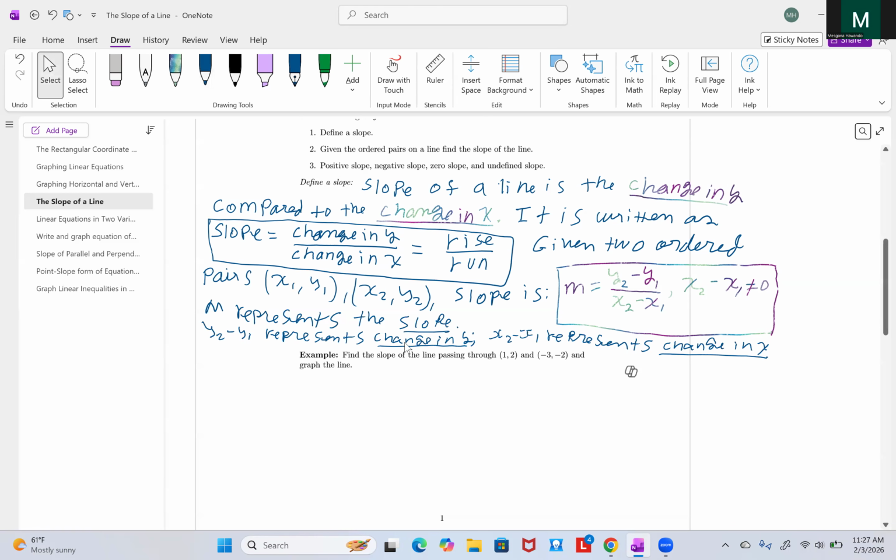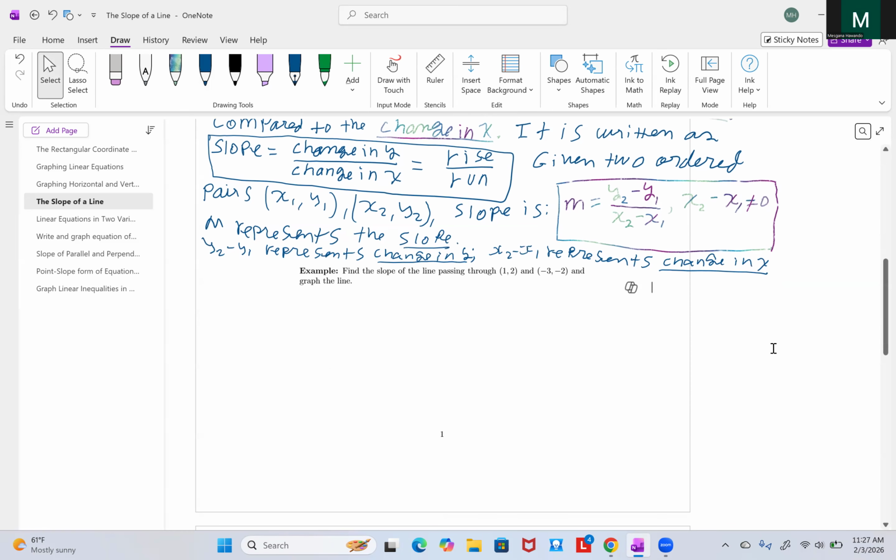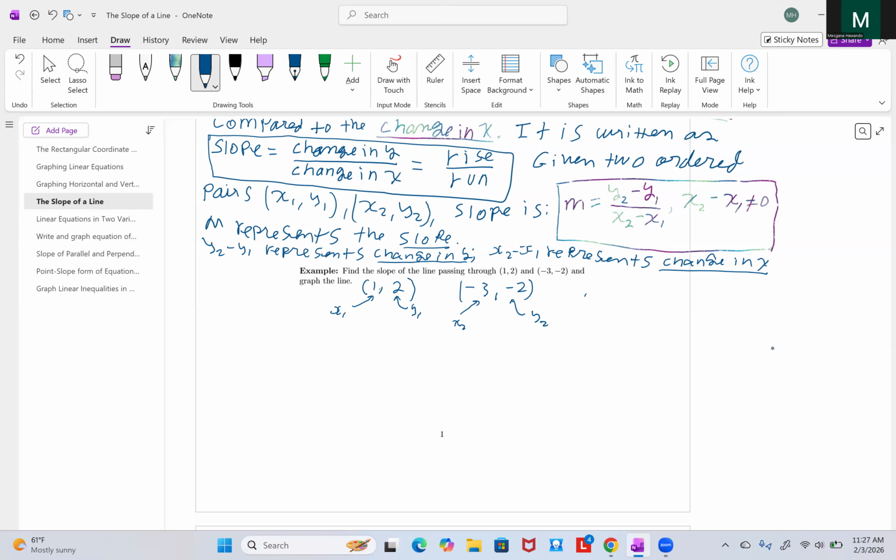Example: find the slope of the line passing through the ordered pairs (1, 2) and (-3, -2), and graph the line. So let's identify the ordered pair (1, 2) as (x1, y1) and (-3, -2) as (x2, y2). Using the slope formula, m equals y2 minus y1 over x2 minus x1.